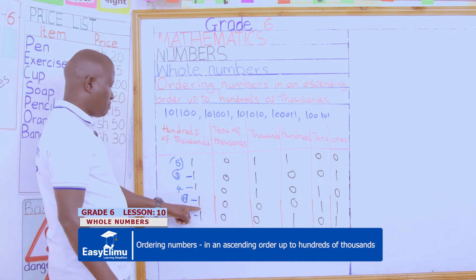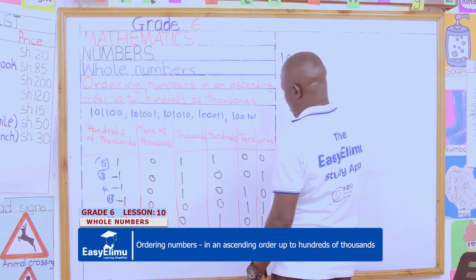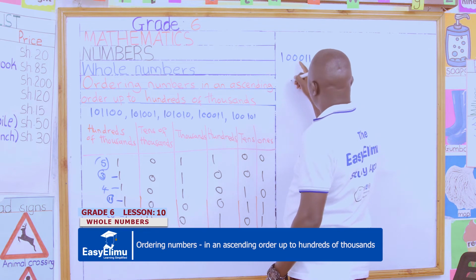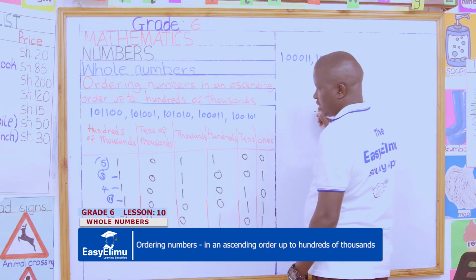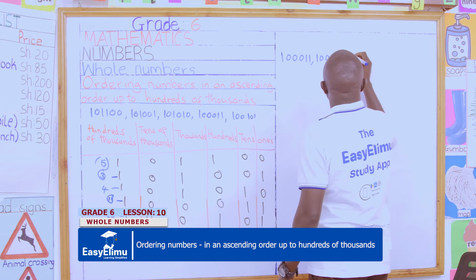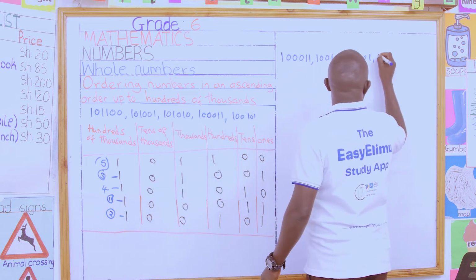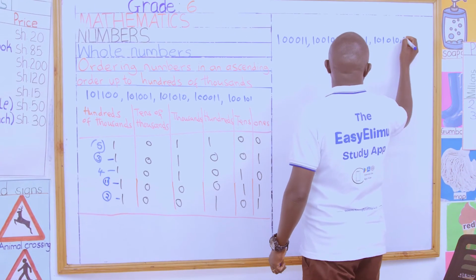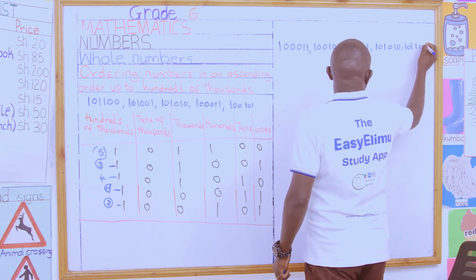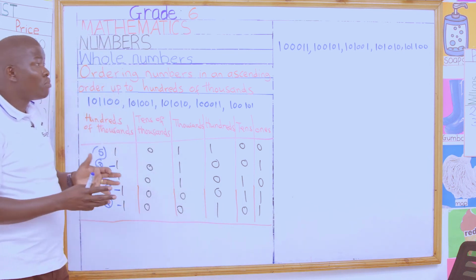So in our arrangement now, we pick the one with 1. Number 1 will be 10011. That is the first number, which is the smallest, followed by 100101. That is the second. The third one will be this one, 101001. The fourth one will be this one, 101010010. And finally, we have 101100. That is how we have arranged our numbers from smallest to the largest, because they look alike.